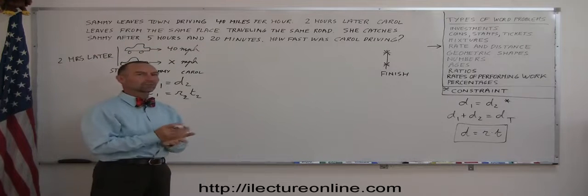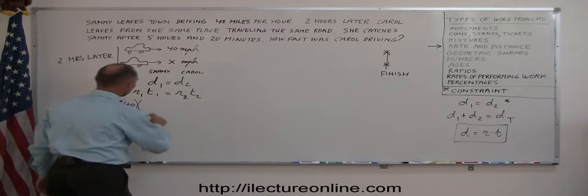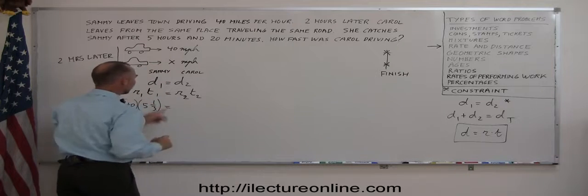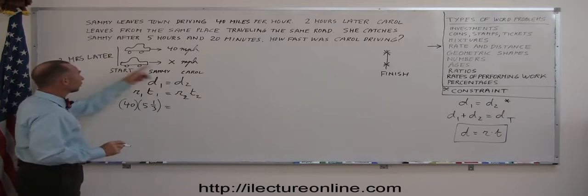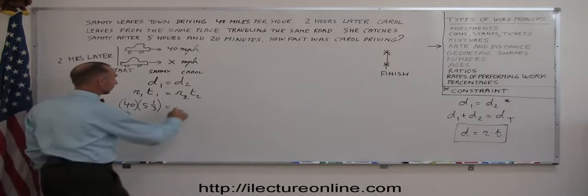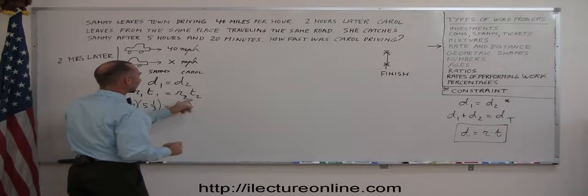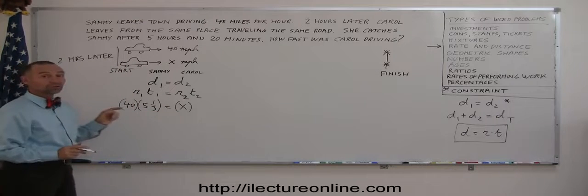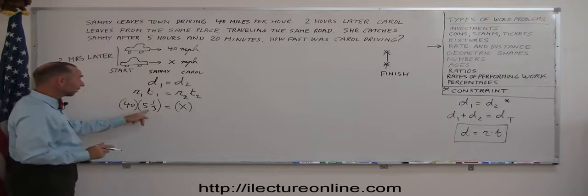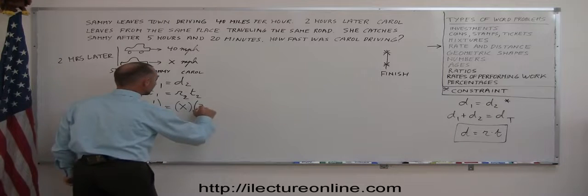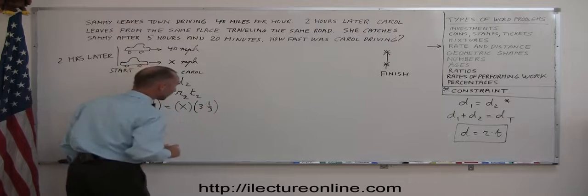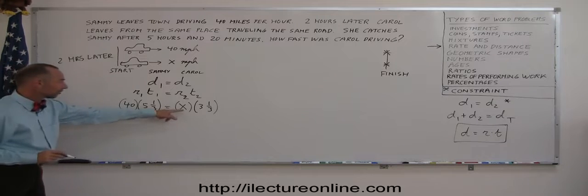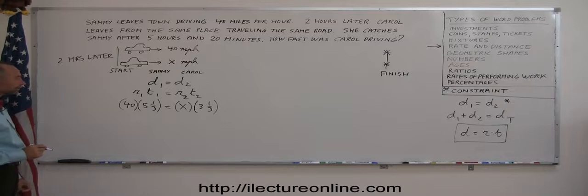Now 20 minutes is 1/3 of an hour, so we can write 5 1/3 hours. Equals the rate of Carol, since we don't know what that rate is, we'll write x. And the time that Carol drives, well, she leaves 2 hours later, so she travels 2 hours less. So it's 5 1/3 minus 2, that gives me 3 1/3 hours. And if I solve that equation for x, that will let me know how fast Carol was traveling.